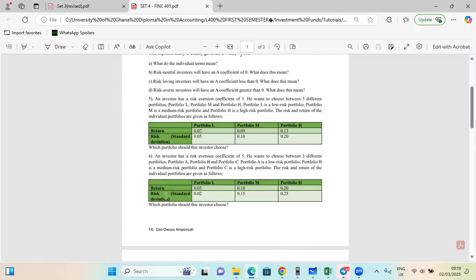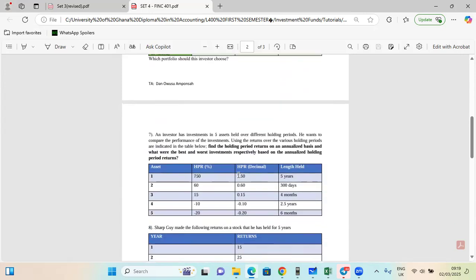Question 6 is also similar to question 5. So you can use the understanding you are getting on question 5 to solve question 6. And I'm sure it will actually elaborate and increase your understanding. All right, so let's move to question 7.